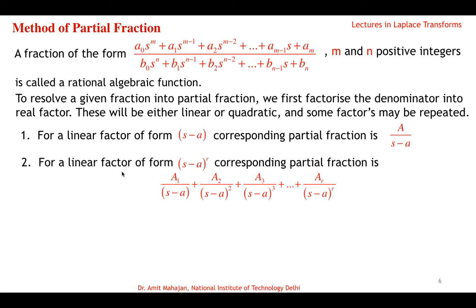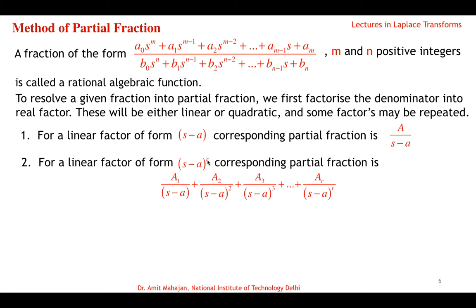For a linear factor of the form s minus a power r, the corresponding partial fraction is this: a constant over s minus a with power 1, plus a constant over s minus a power 2, plus a constant over s minus a power 3, and so on, up to a constant over s minus a power r, where this r is the power here.